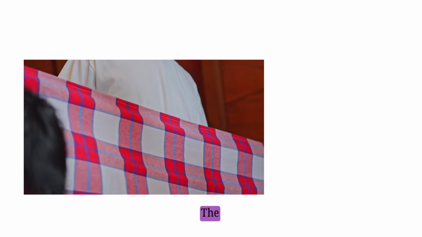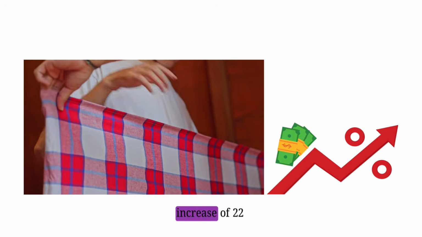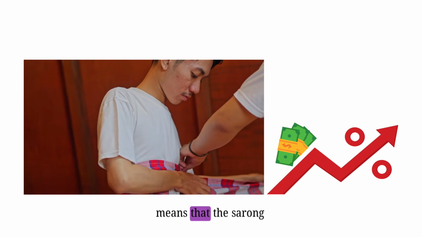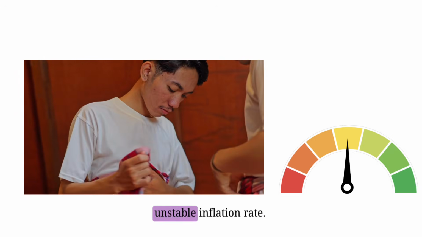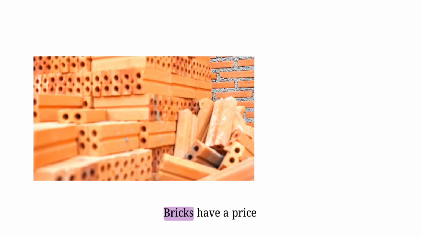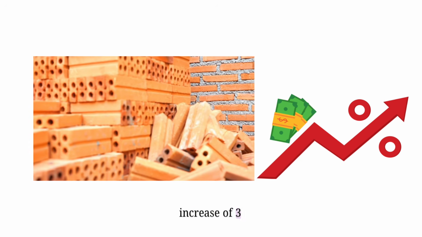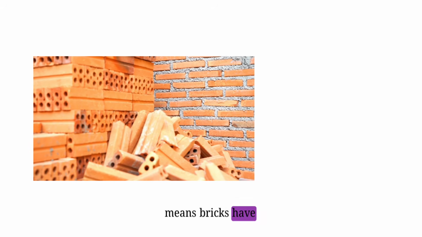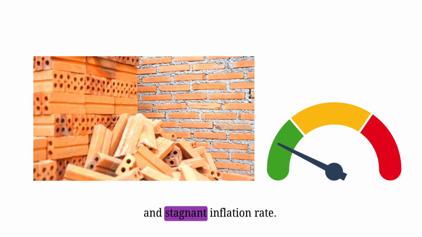Second is the sarong. The sarong has a price increase of 22.98%, which means that the sarong has a moderate and unstable inflation rate. Third is bricks. Bricks have a price increase of 3.35%, which means bricks have a very low and stagnant inflation rate.